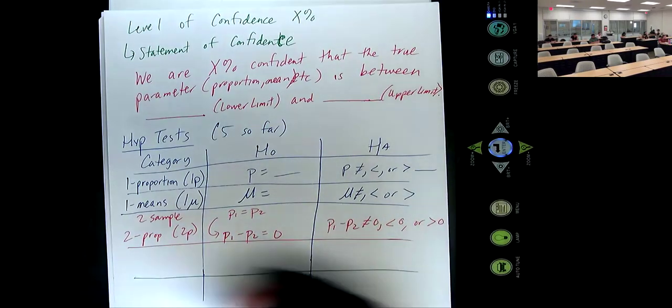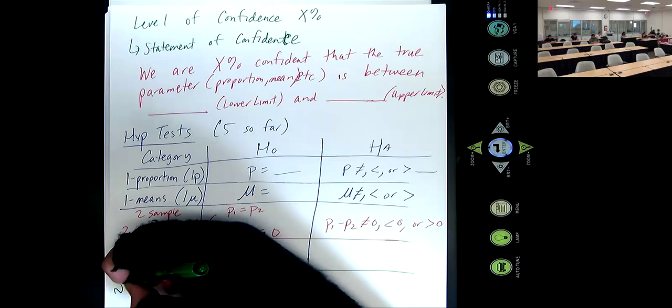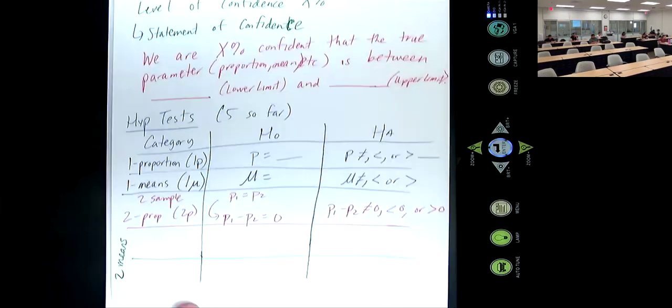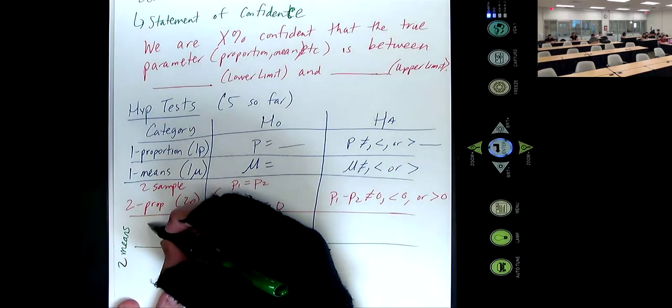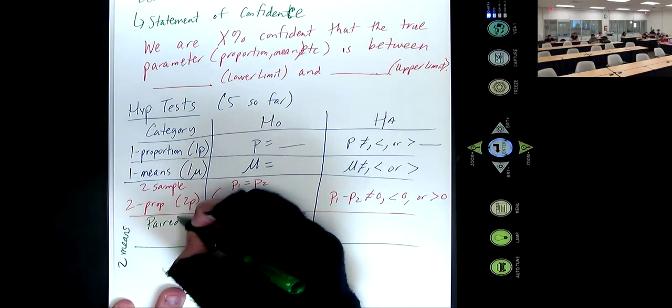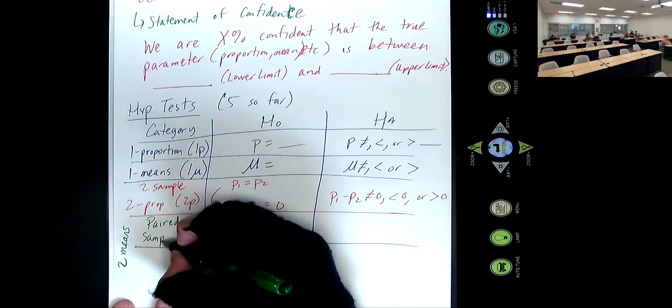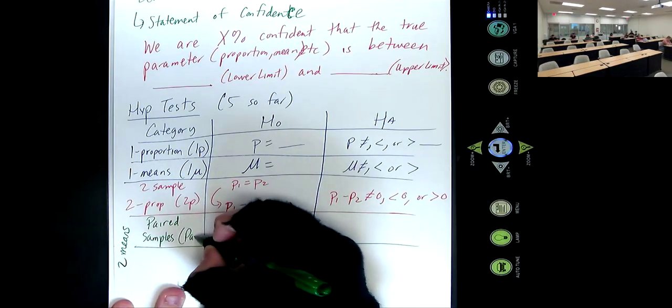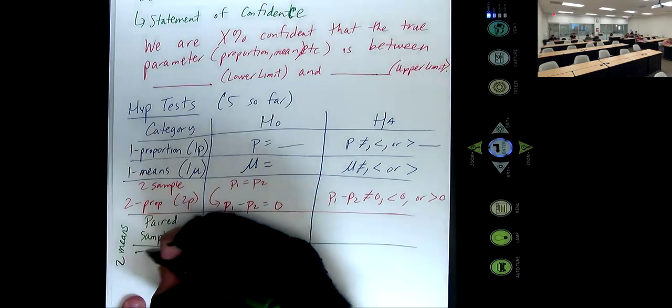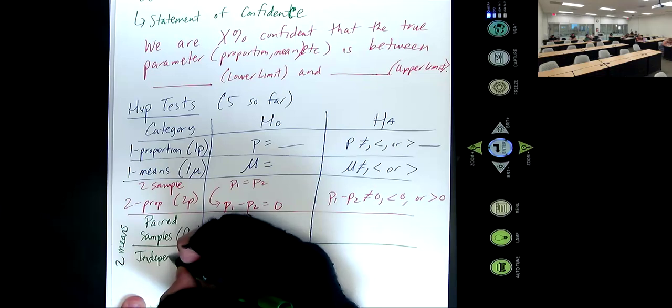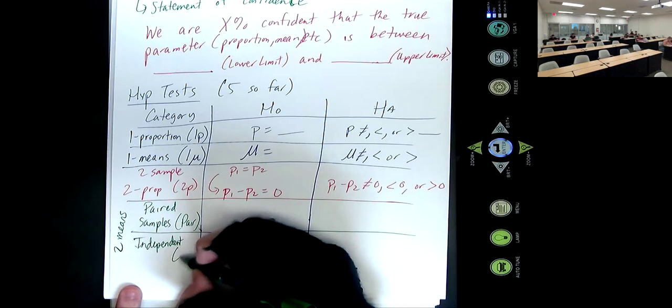Then we had two of them that had two means. We had the paired one, paired samples. I usually just call it paired, tells me which one it is. And then we had our independent ones, which I usually call two mu.